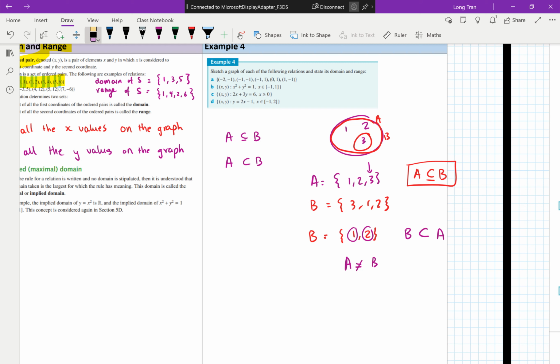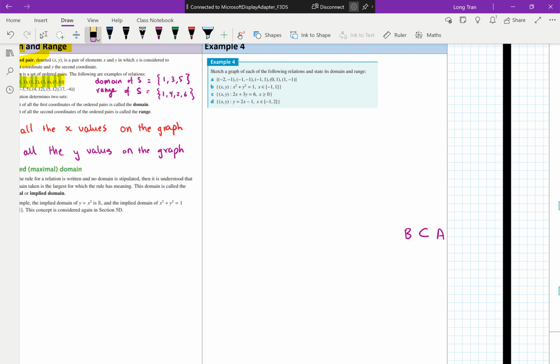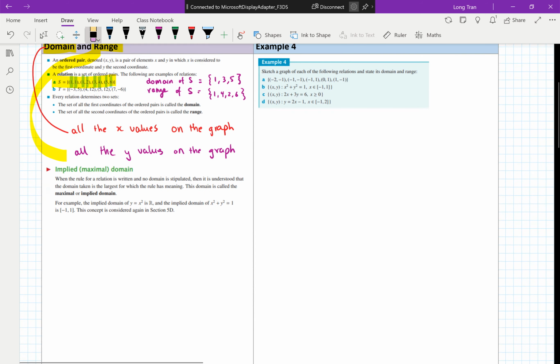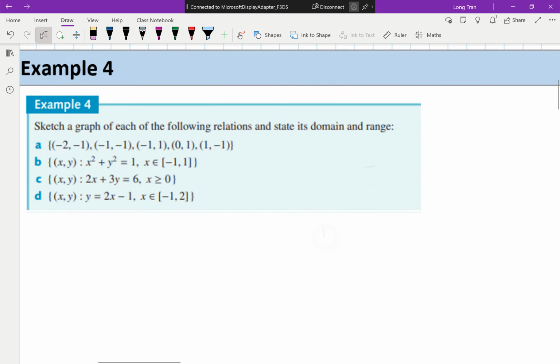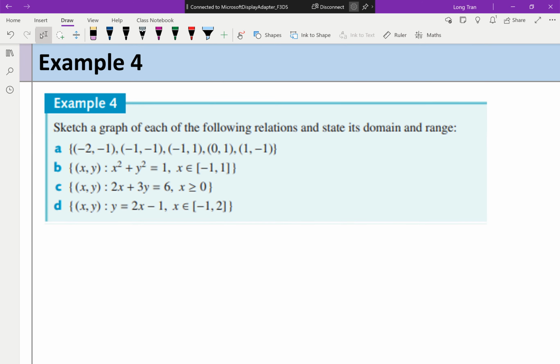All right. Now, let's do an example just to get your head around domain and range, and then we'll talk about what implied domain is. Let's have a look at example 4 here. I'll do a proper video for it, but since this is a class video, let's do this example together. They want you to sketch a graph of each of the following relations. What is a relation again? A set of coordinates. And then state its domain and range.